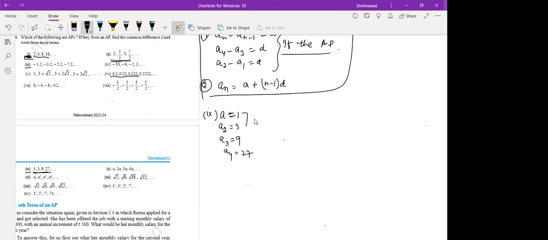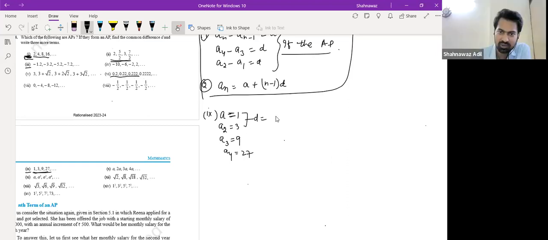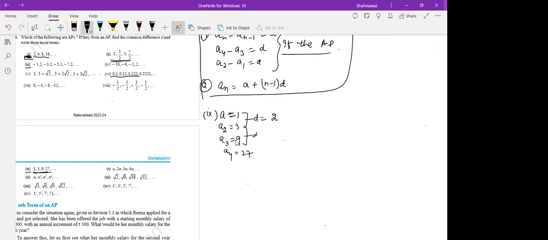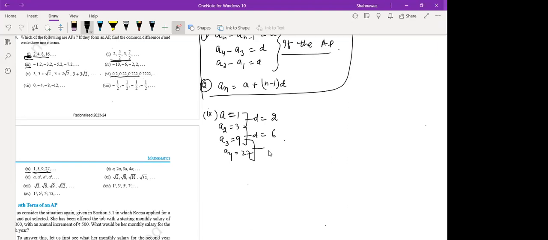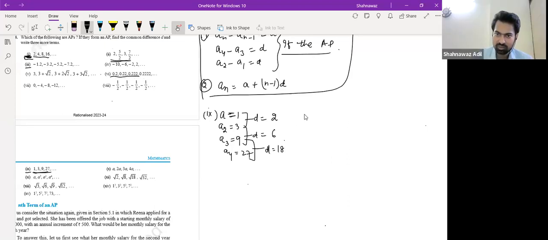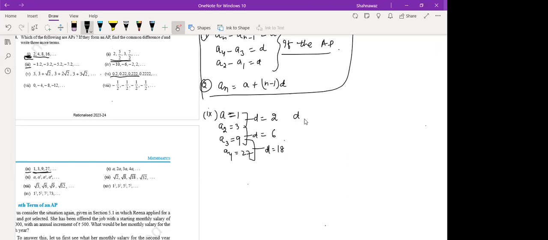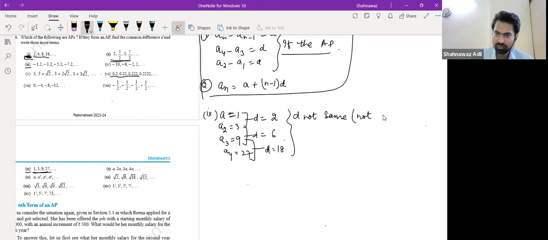So if we calculate d, this would be 2, and if we calculate d again, this is 6, and if I calculate d once more, this is how much? 18. Right, so d is not the same. So it is not an AP. And what about this 10?